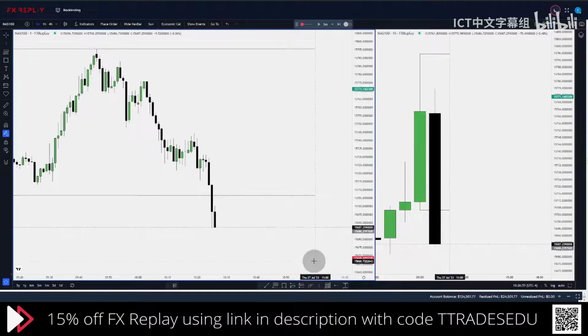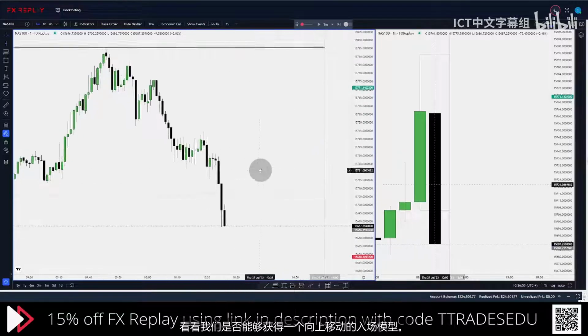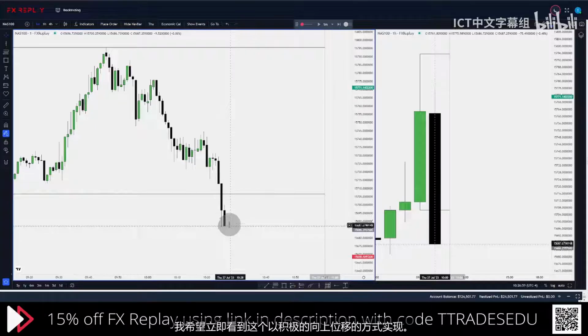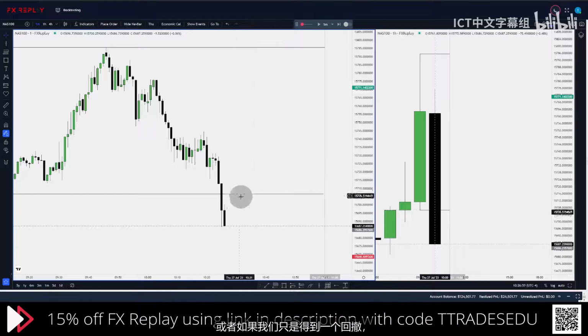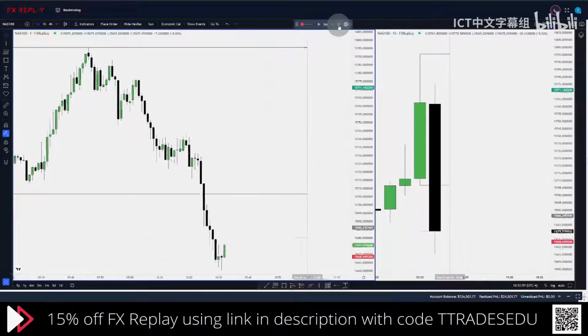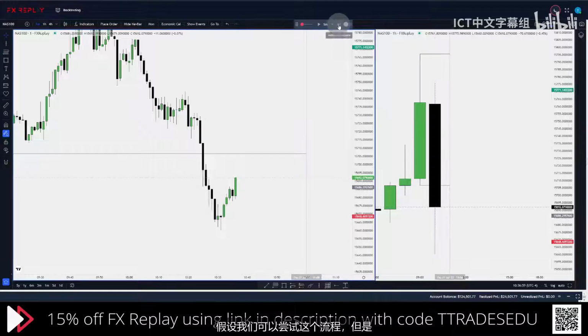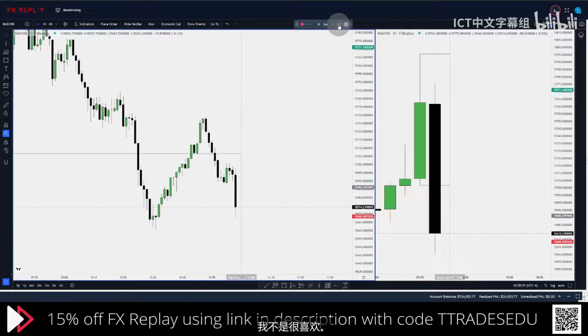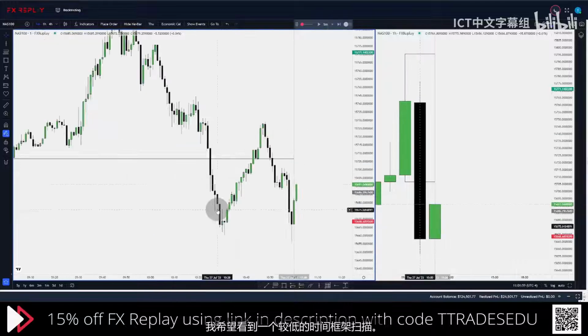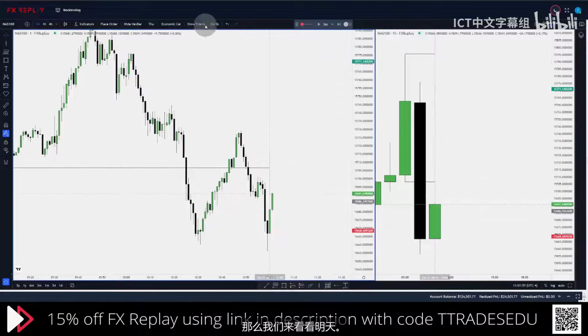Let's mark out our 11. Let's see if we get an entry model moving back higher. I'd want to see this met immediately with aggressive displacement higher, or if we just get a retracement, it's likely to go lower. It's not very aggressive back up. Suppose we could try this flow, but not really a fan. I'd like to see a lower time frame sweep, so an entry model below here, not just this. So let's go to the next day.